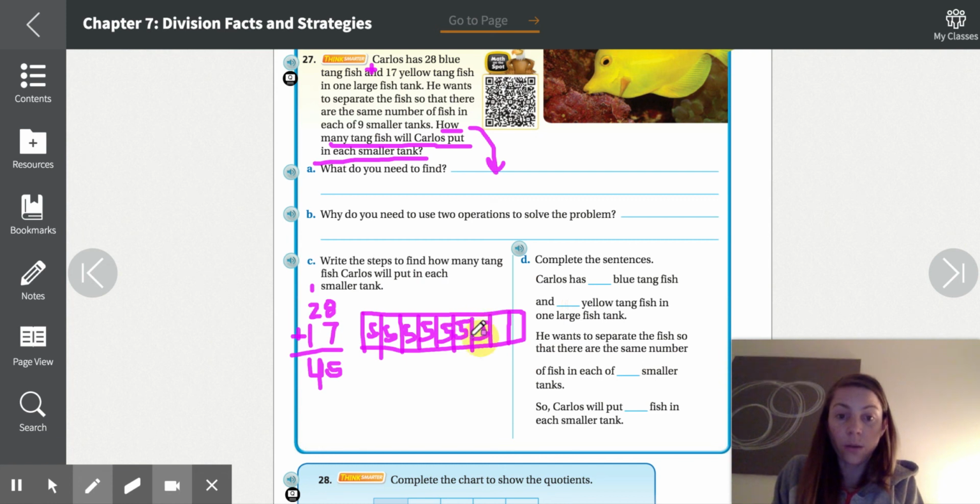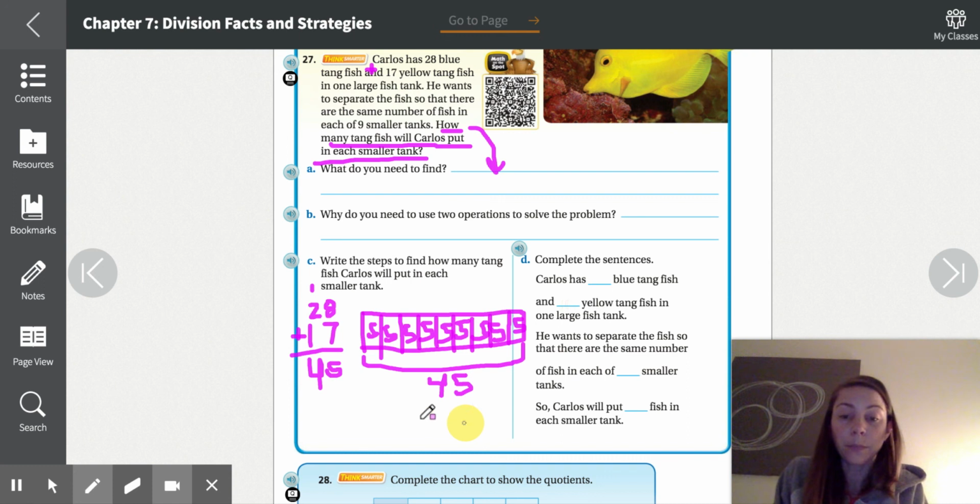And what I can do to check that is go back and count all of them and see if it really does equal the 45 that I need it to, because I'm supposed to have 45 fish altogether. So I can count it. 1, 5, 10, 15, 20, 25, 30, 35, 40, 45.